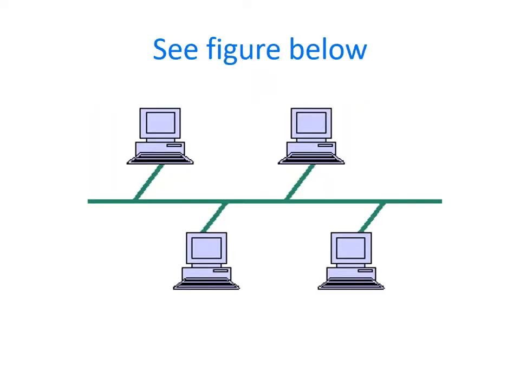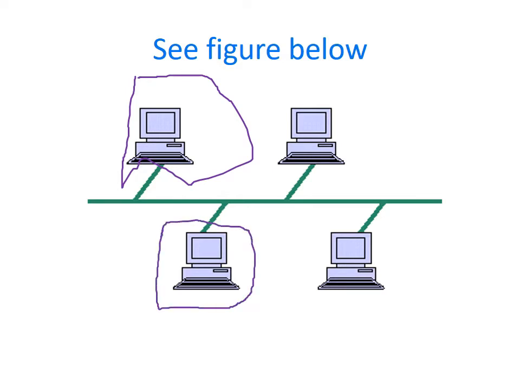Okay, so we can move on to see the figure. This figure shows how it's connected. The nodes are connected from one point to the other. The connection point is the T connectors. These are the T connectors where it's connected.